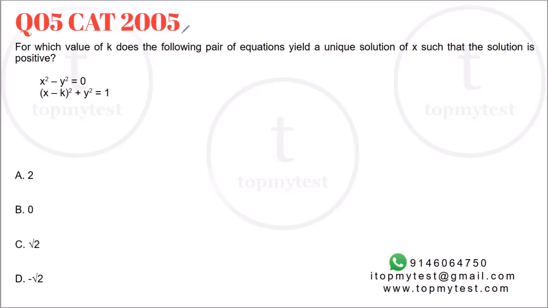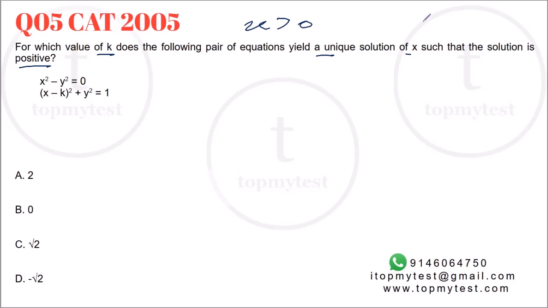And the last one is from CAT 2005, but it's equally relevant in this day and age of CAT. Let's see what this says. For which value of k does the following pair of equations yield a unique solution of x such that the solution is positive? Two things: x has to be positive and unique.